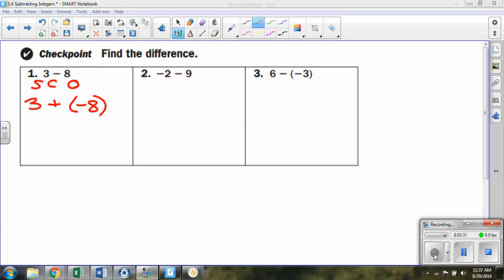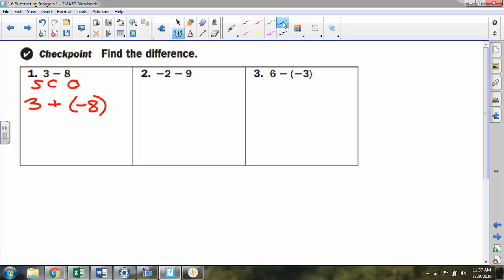Now to rehash our addition rules, at this stage, we know that we're looking at the signs. A positive 3 paired with a negative 8. Because those are opposite signs, they're different signs, we have to subtract the numbers. 8 subtract 3 gives us 5. And because 8 was bigger than 3, we will keep the sign of the 8. That was negative, so we have negative 5, and we've got our answer.